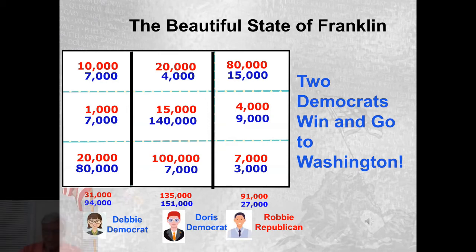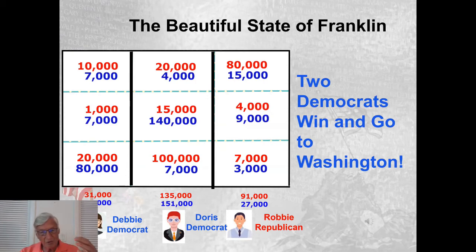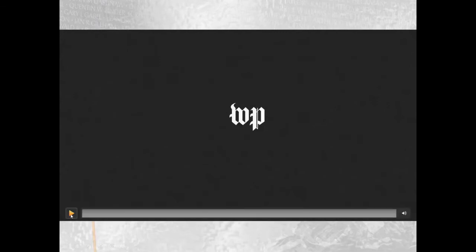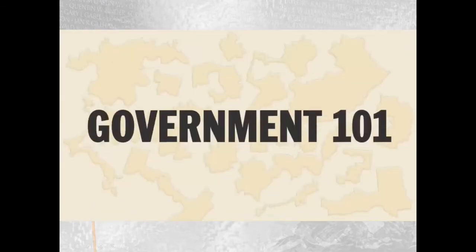And in this case, 2 Democrats win and go to Washington. Now, these are oversimplified charts, but this is basically what happens. So, you want to know what gerrymandering is? First, let's start with Government 101.